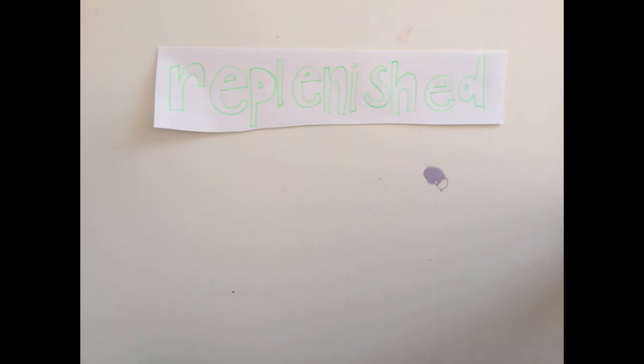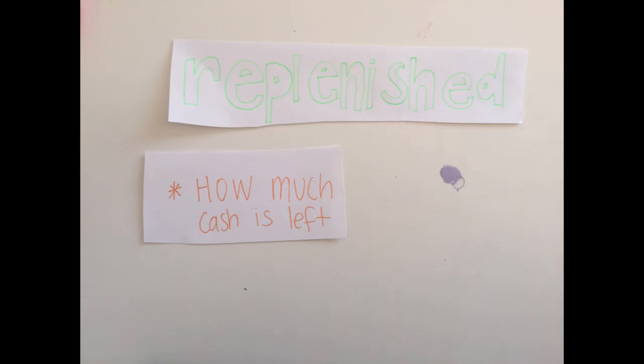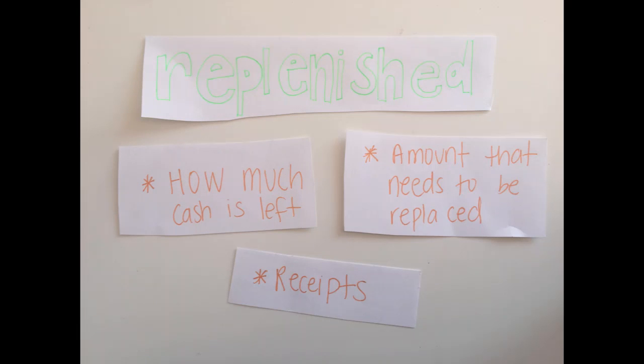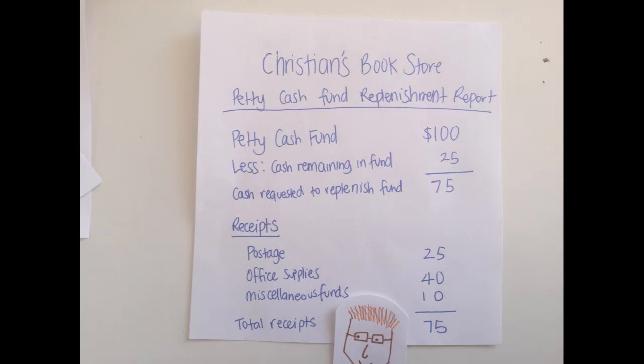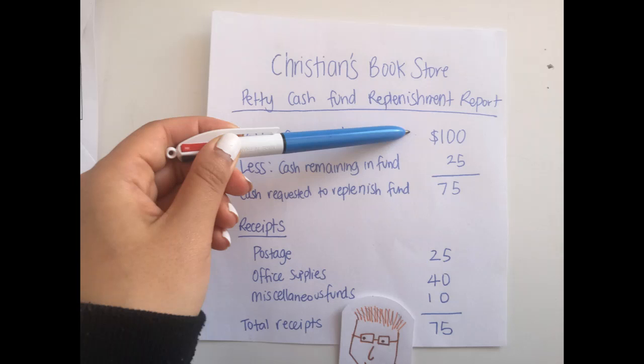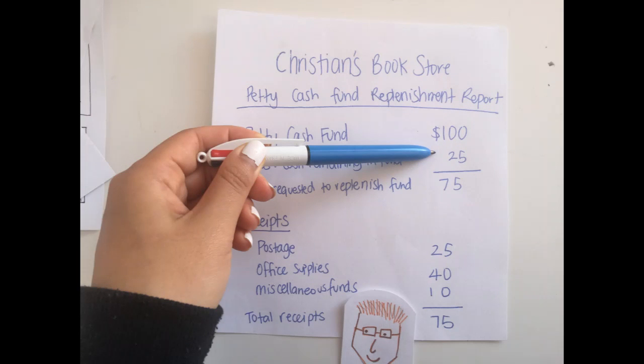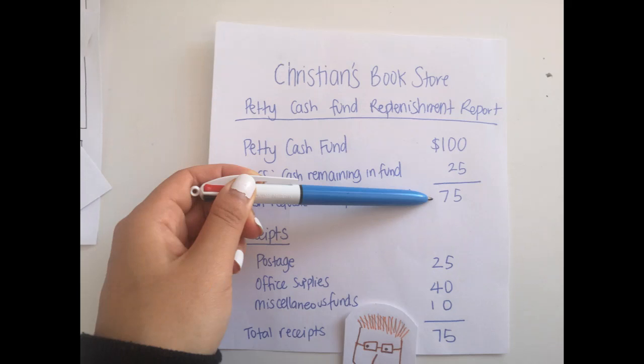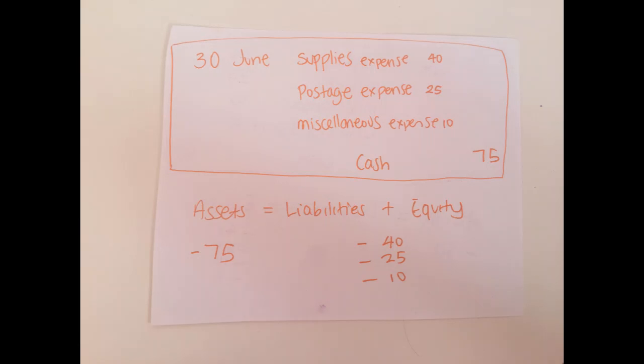When the fund decreases, it will then need to be replenished. This can be done through a cash fund replenishment report, which documents how much cash is remaining in the fund, the amount that needs to be replaced, as well as the receipts. Originally, Christian contributed $100 into the petty cash fund, but now has $25 remaining. He then requests to replenish $75 back into the fund. Christian must journalize a debit to postage, supplies, and miscellaneous expenses, and a credit to cash.